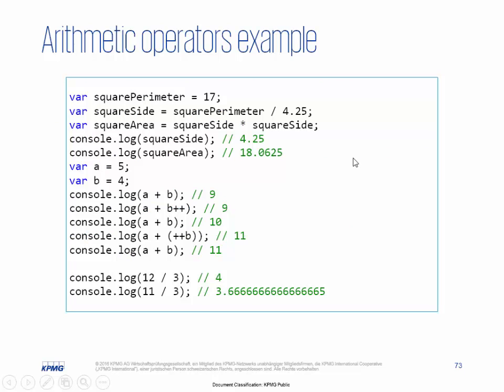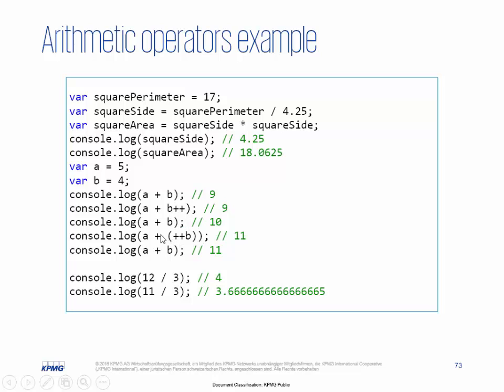So here's an example of a few basic arithmetic operators. Here we have the number 17, and here we are dividing it by another number, 4.25. Here we are taking the 2 numbers and multiplying them. Here we have again 2 numbers, and we're calculating the sum. Here we are calculating the sum and then incrementing the variable b. Here we're calculating the sum again, so we can see that after this calculation, first we had 9, then we had 9 again because first the sum was calculated, and after that b was incremented. Then we'll have 10 here.